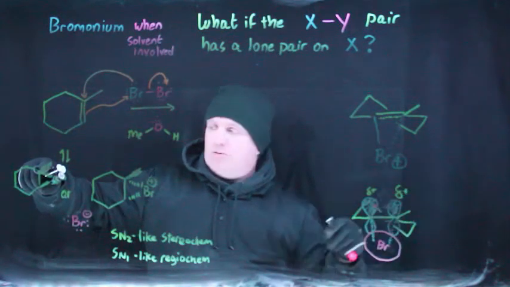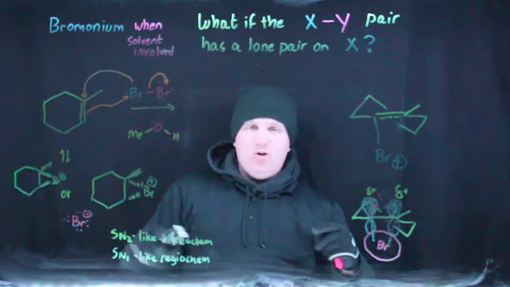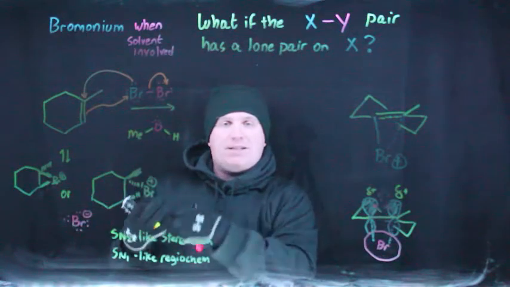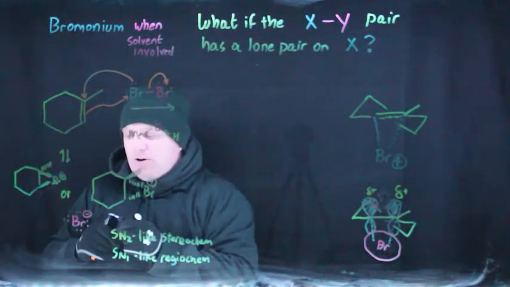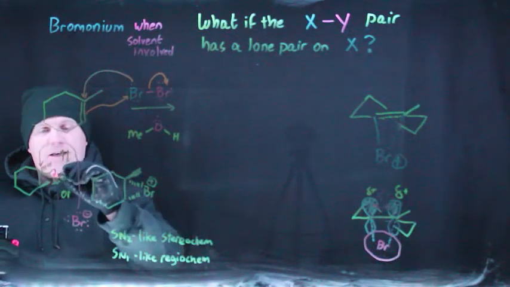You attack the one with the bigger plus. So it's going to attack the tertiary, not the secondary. But it's going to be an SN2-like stereochemistry. It has to come from the back side because the bromine's sitting on top. So if I were to draw what would happen here with the bromine, well, what's going to happen is it's going to loop around and kick that out like so.